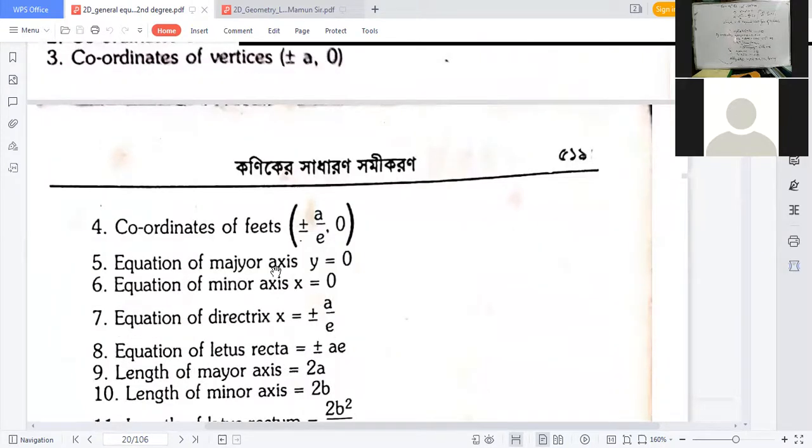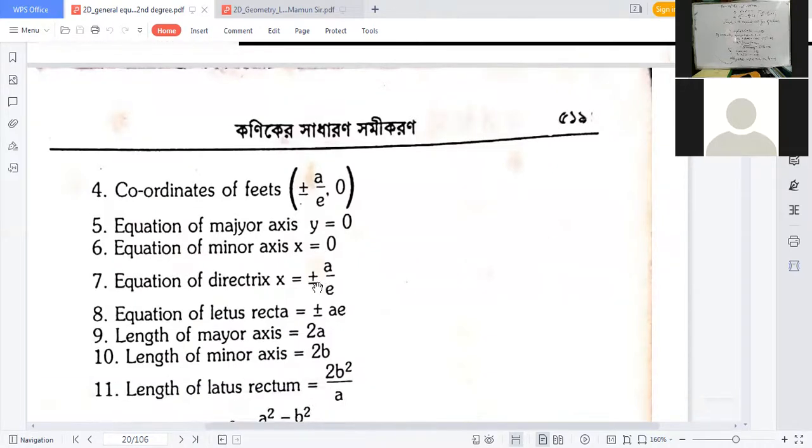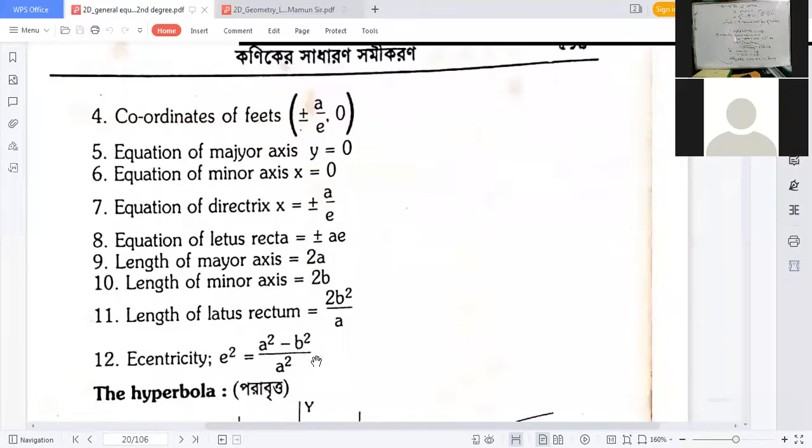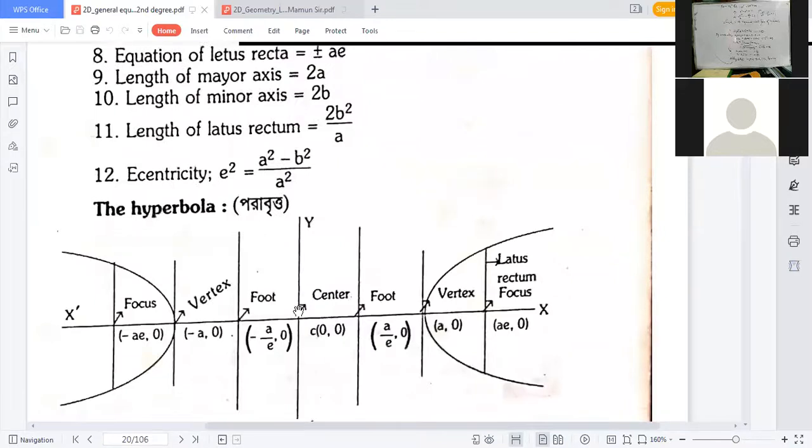Equation of major axis, y equals to 0. Equation of minor axis. Equation of directrix, plus minus a by e. Equation of latus rectum, plus minus ae. Length of major axis twice a, length of minor axis twice b, but remember the equations. Length of latus rectum 2b square by a. Eccentricity formula: root over 1 minus b square by a square.